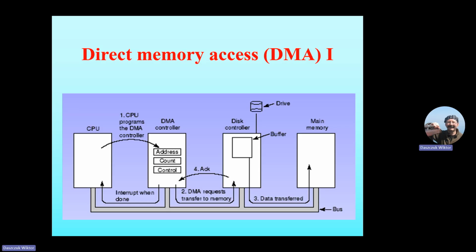The DMA controller knows that the operation is finished and sends an interrupt. It is shown that it sends an interrupt to the CPU. It is false because it sends it to the interrupt controller. And the interrupt controller sends the interrupt signal to the processor. This is the simplified version.